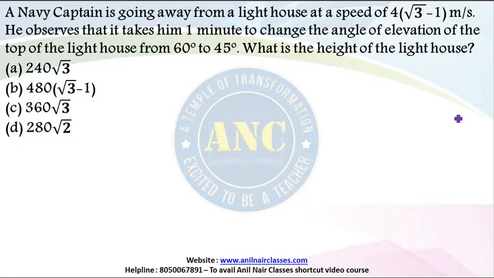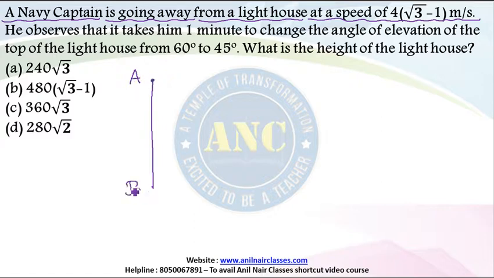Next question. Again a very good question. Please see this question, sir. Your question is: a navy captain is going away from a lighthouse at a speed of 4 into root 3 minus 1 meters per second. That means, suppose there is a lighthouse. Let me name that lighthouse as AB.